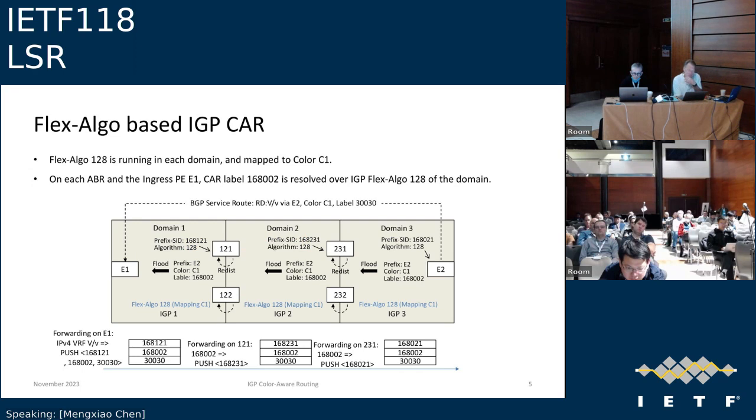This slide is about Flex-Algo based IGP CAR. In this example, Flex-Algo 128 is running in each domain and mapped to color C1. On the control plane, the main difference from the previous SR policy case is that on each ABR, the CAR label is resolved over Flex-Algo of that domain using the prefix SID of the advertiser of the CAR route. On the data plane, the packet is forwarded along the path computed by Flex-Algo 128, and the top label is the prefix SID of the border device.